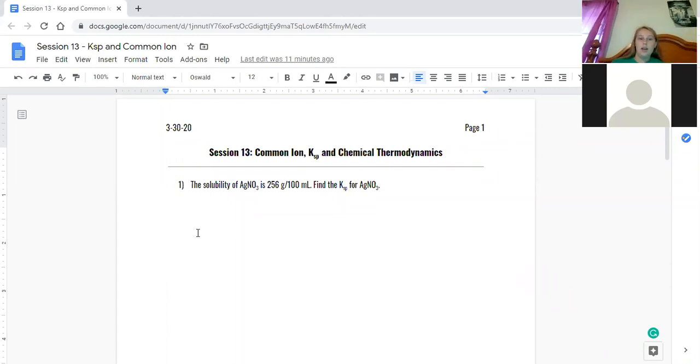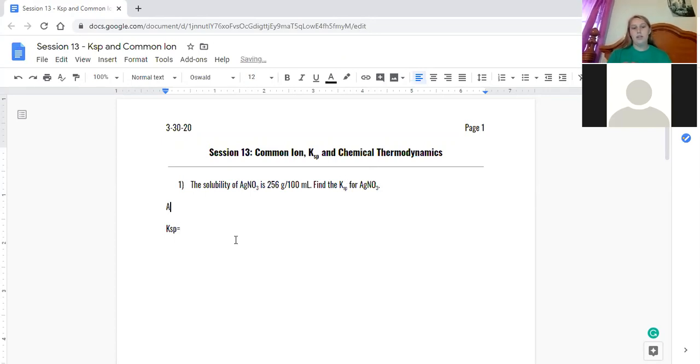So the solubility of AgNO3 is 256 grams per 100 milliliters. Find the Ksp for AgNO3. Do you guys know how to start with that? So first we're going to need our equation. So we know our Ksp is going to be equal to the... well, I guess we know our equation first.